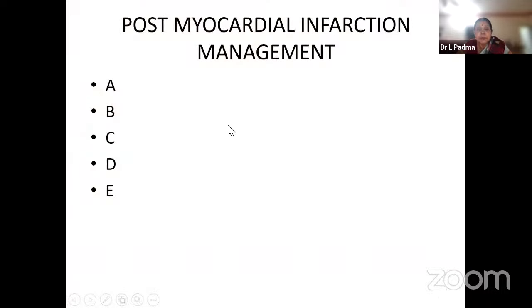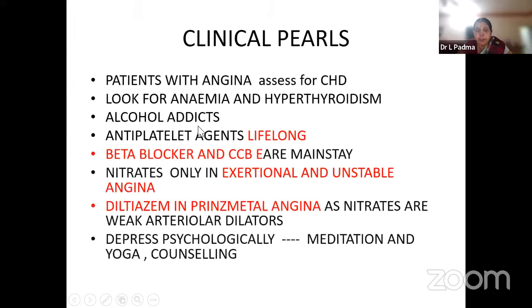Now, what is the post myocardial infarction management? A, B, C, D, E. Can you find out? A, B, C, D, E. Aspirin, beta blockers. Okay. Then you have other drugs. Then D for diet. Then E for exercise. So all these should be included so that you are effectively managing this and giving a good quality of life.